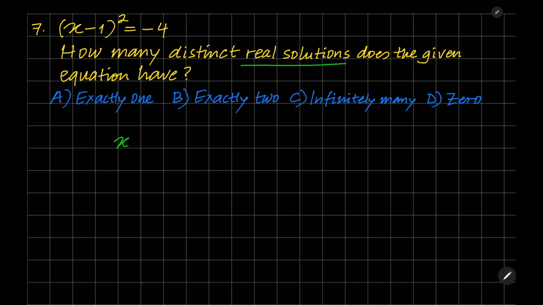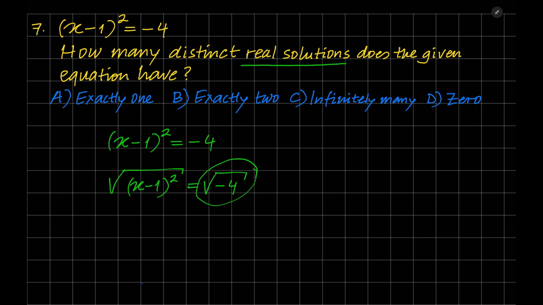I mean, x minus 1 squared is equal to negative 4. If you take the square root of both sides, the square root of x minus 1 squared equals the square root of minus 4. This is meaningless, which is undefined. It cannot be a real number, but it's a complex number. So choice D is correct.